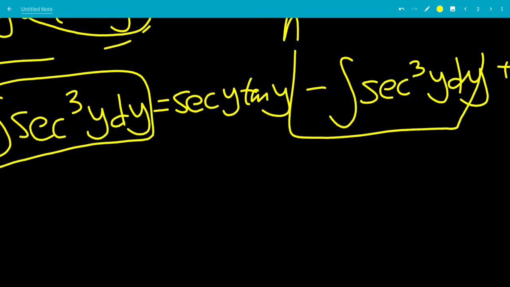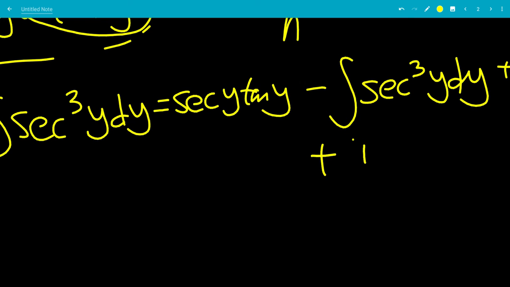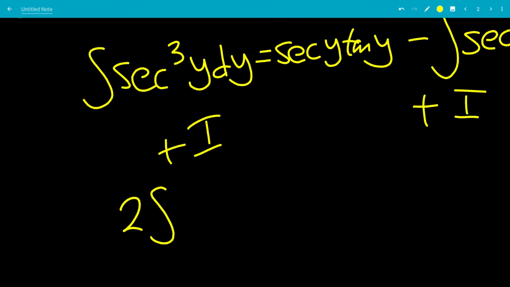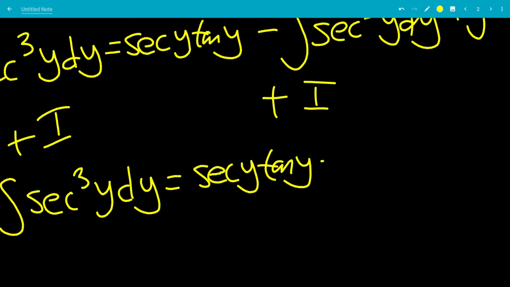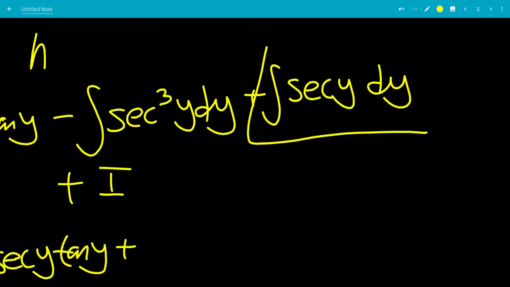We can just add this integral on both sides, since they're the same thing. So I is the integral of secant cubed y, so we get 2 times the integral of secant cubed y dy is secant y tangent y plus the integral of secant y.